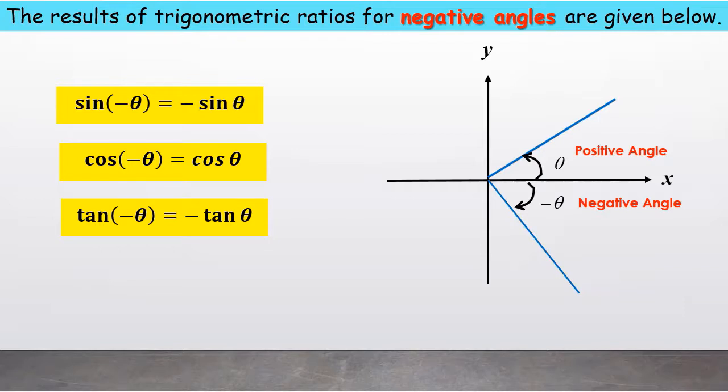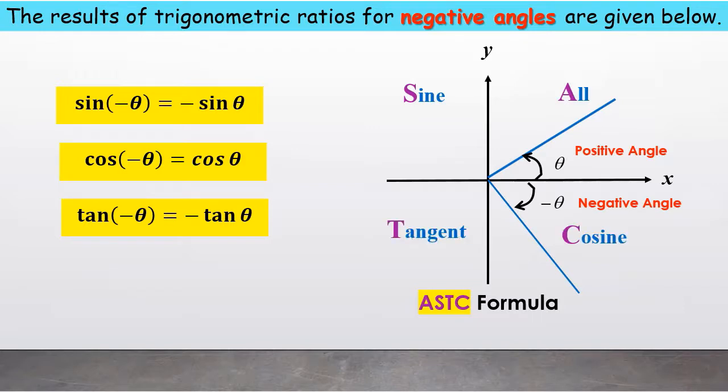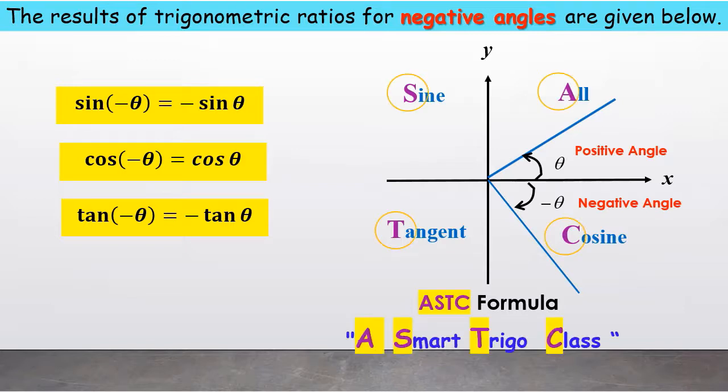To know that, first we must understand the ASTC formulas. A stands for all trigonometric functions are positive in the first quadrant. S means sine is positive in the second quadrant. T, tangent is positive in the third quadrant. C, cosine is positive in the fourth quadrant. The ASTC formulas can be remembered easily using the phrase, a smart trigo class.